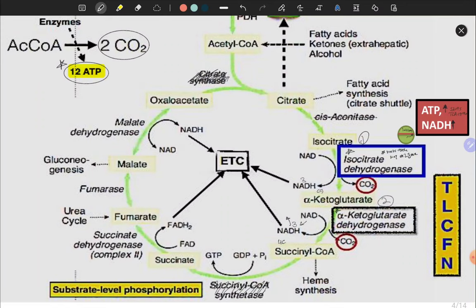So again, 3, 3, 1, 2, 3. So it's equal to 12 ATP per cycle. Okay? So regarding regulation, there is no hormonal control of the cycle.